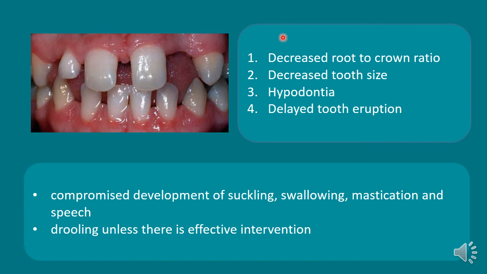Some of the structural abnormalities you can see in their oral cavities are decreased root to crown ratio of teeth, decreased tooth size, hypodontia, that is less number of teeth in the oral cavity, and delayed tooth eruption. And these patients will have problems in suckling, swallowing, mastication and speech. And there will be continuous outflow of saliva from the oral cavity, and that is called drooling.